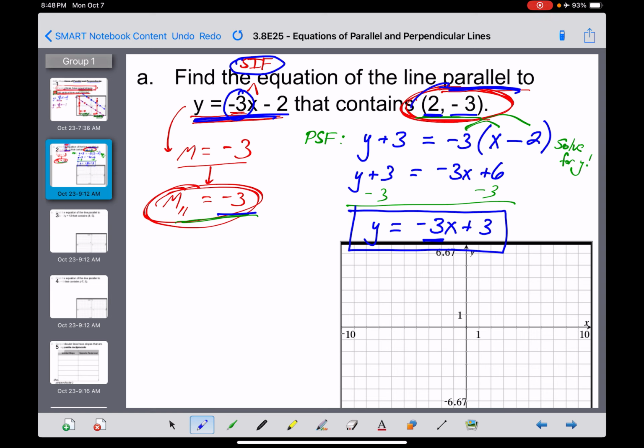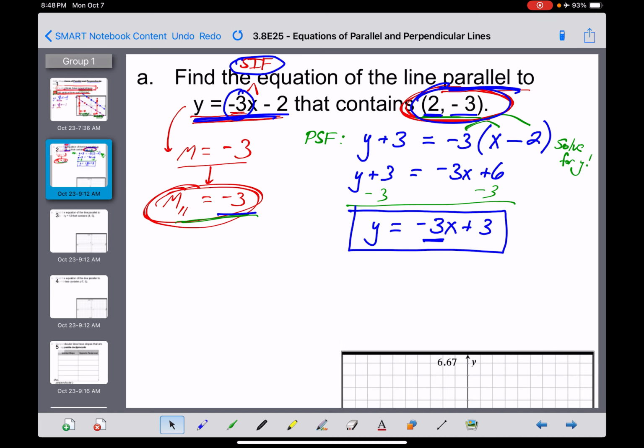The trickier part is making sure that this line we just came up with contains the point (2, -3). So to do that, what we're going to do is substitute this value in here for x and this value in here for y. So my y value would be negative 3, and that should equal a slope of negative 3 times an x value of 2, plus 3 at the end of all that.